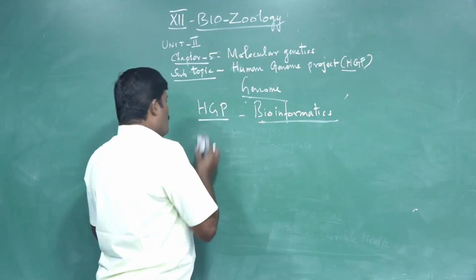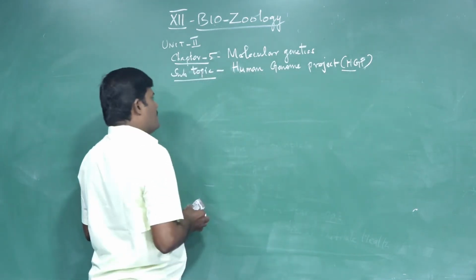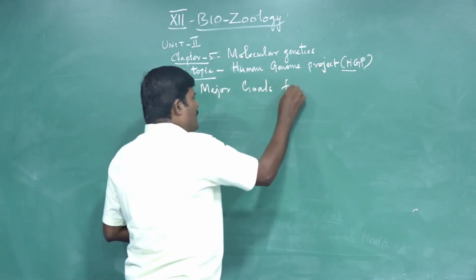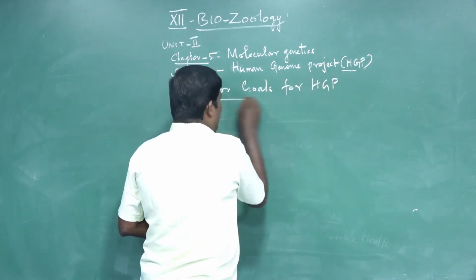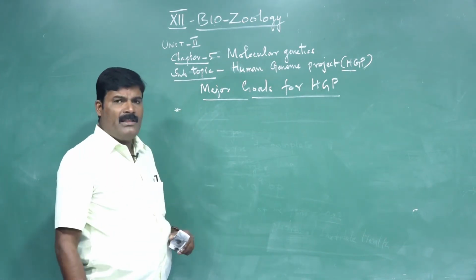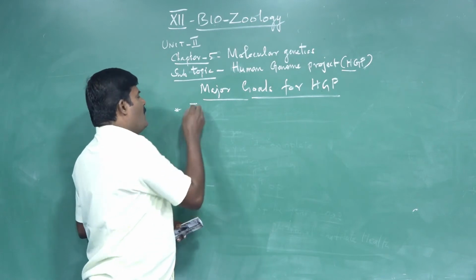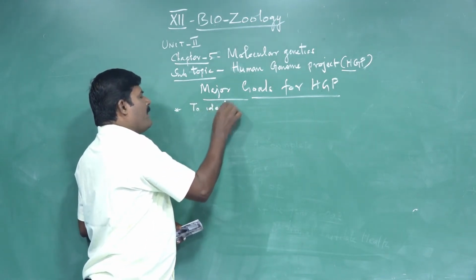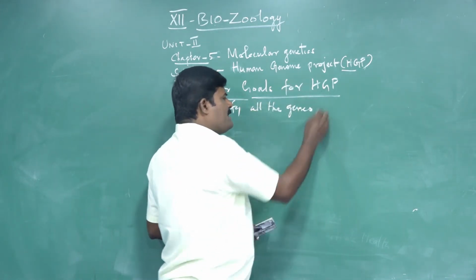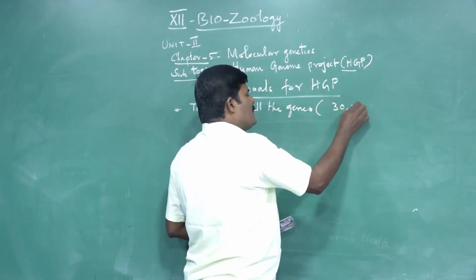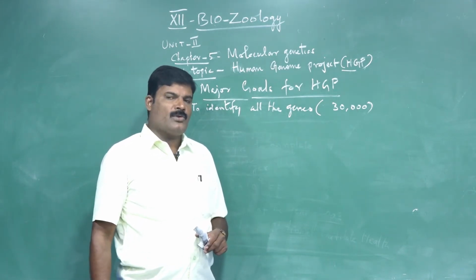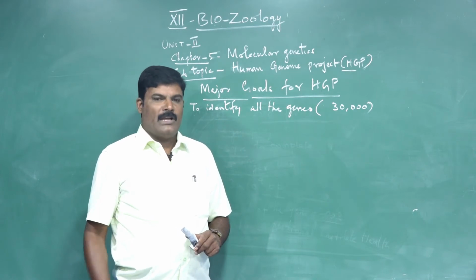Next, what are the major goals of the Human Genome Project? The first one is to identify all the genes in an organism, particularly in humans: approximately 30,000 genes in human DNA. How many genes are there? In one cell, 30,000 genes are identified in human DNA.